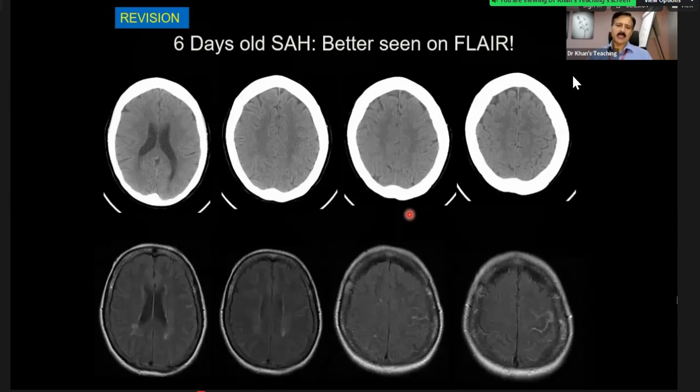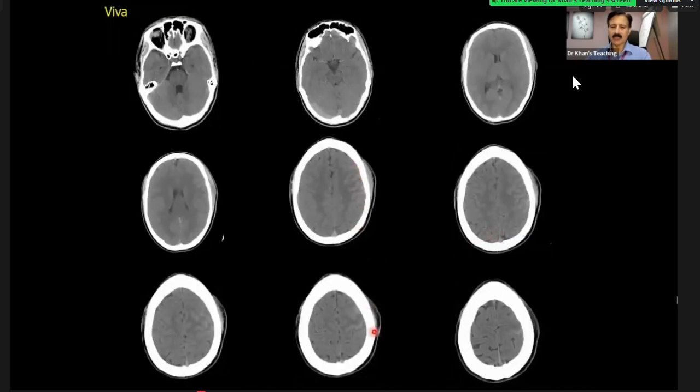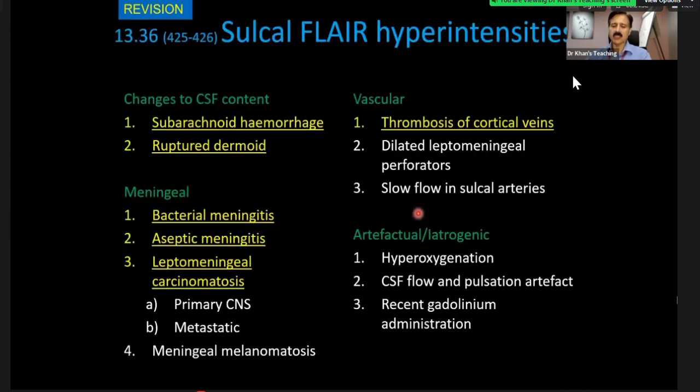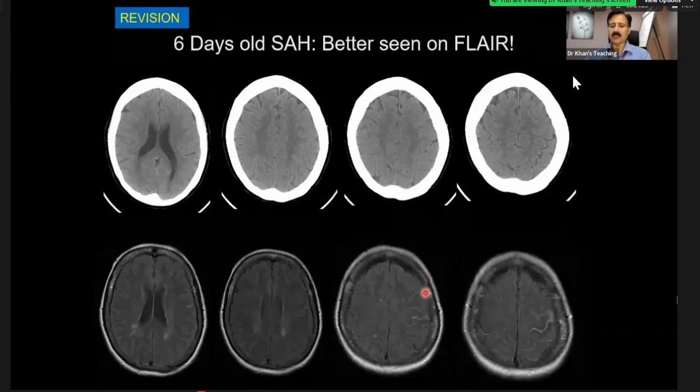Now, this is a revision from your first basic session. This is a 6 day old subarachnoid hemorrhage, which was not at all visible at that stage in the CT scan. Here on the MR, it is bright signal within the sulci. Similarly, on the CT, there is some bright, slightly high density, but you cannot make out that this is hemorrhage. Bottom line is that when you see this finding, it can have a differential diagnosis.